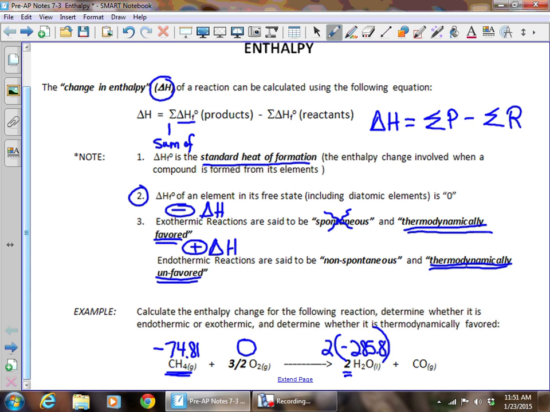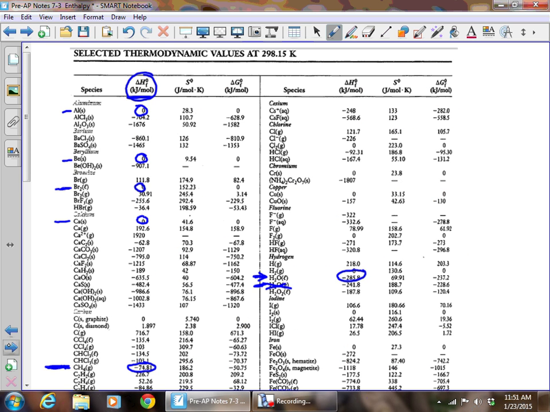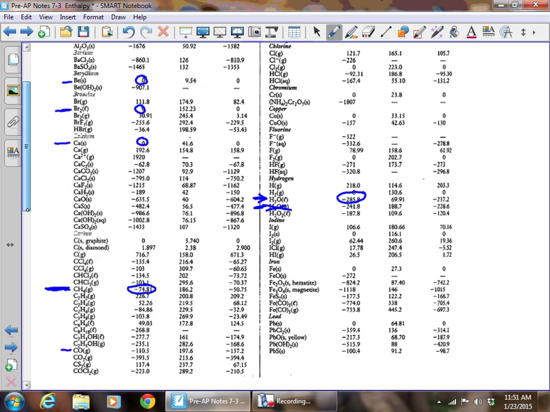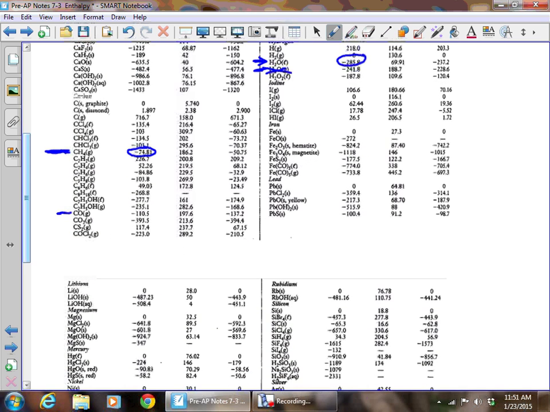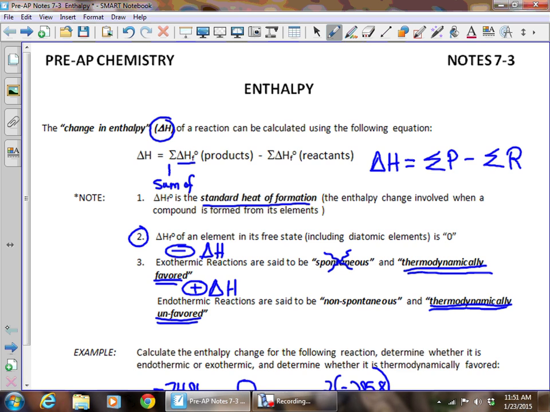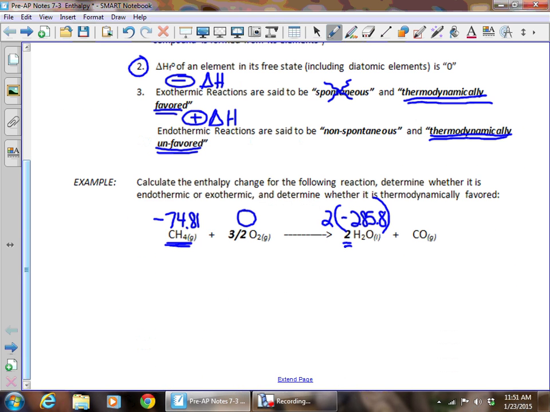Finally, the last one is carbon monoxide, CO gas. Let's look at our table. You have a front and back. I put them all on this one, but if you look down here, you'll see carbon monoxide gas is negative 110.5. So let's go back and fill that final one in, negative 110.5.